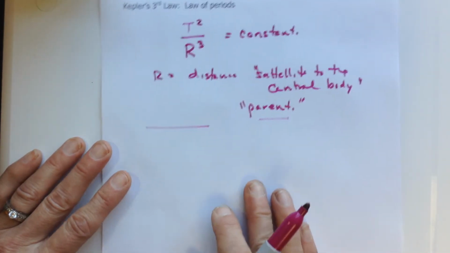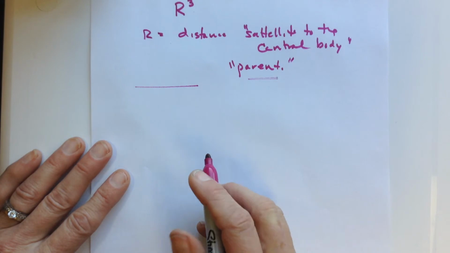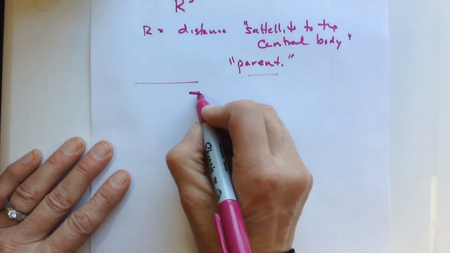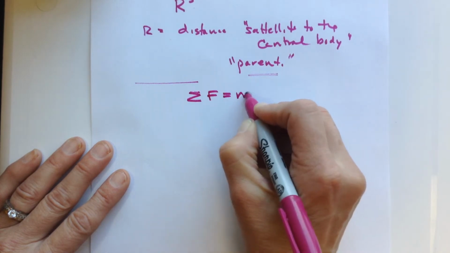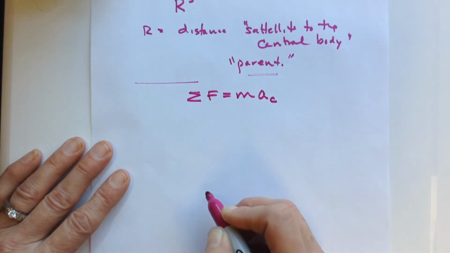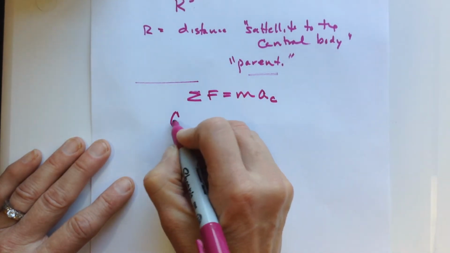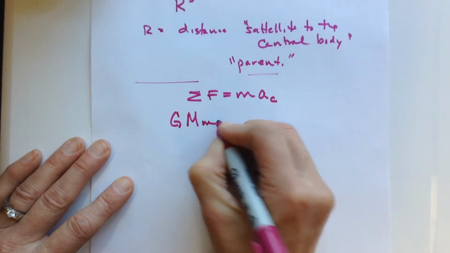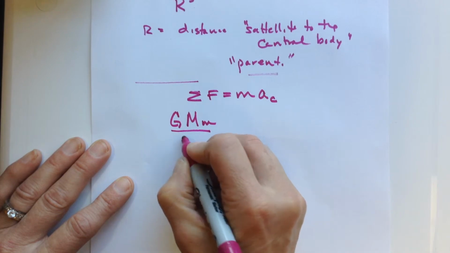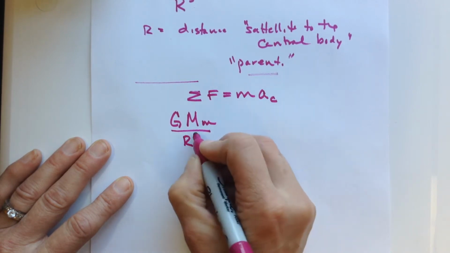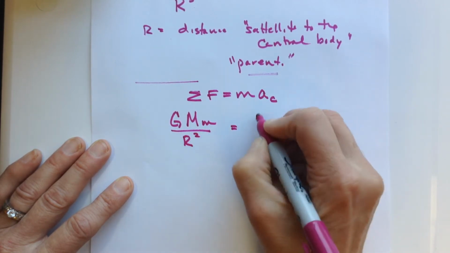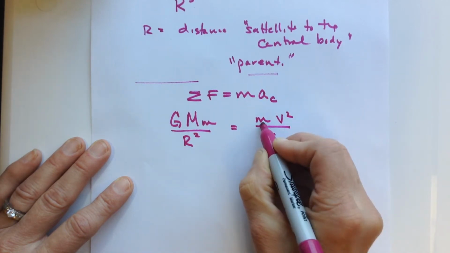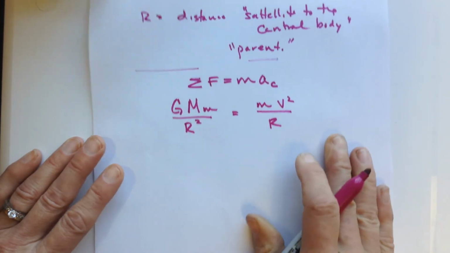Again, he didn't know why. It took Newton's law of universal gravitation to figure that out, but we'll show you where it all came from. So, once again, Newton's second law says the sum of the forces is equal to the mass times the centripetal acceleration. Big G, big M will be the mass of the parent planet. Little m will be the mass of the satellite. That over the orbital distance r squared is equal to m v squared over r.